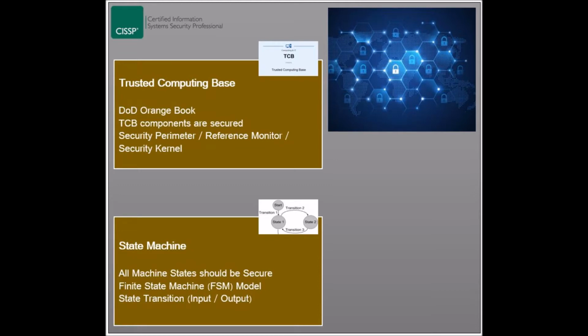This new state that resulted from the transition should be verified as secure or not. If all the possible states have been confirmed to be secure, then the system can be considered to have complied with the secure state machine model.